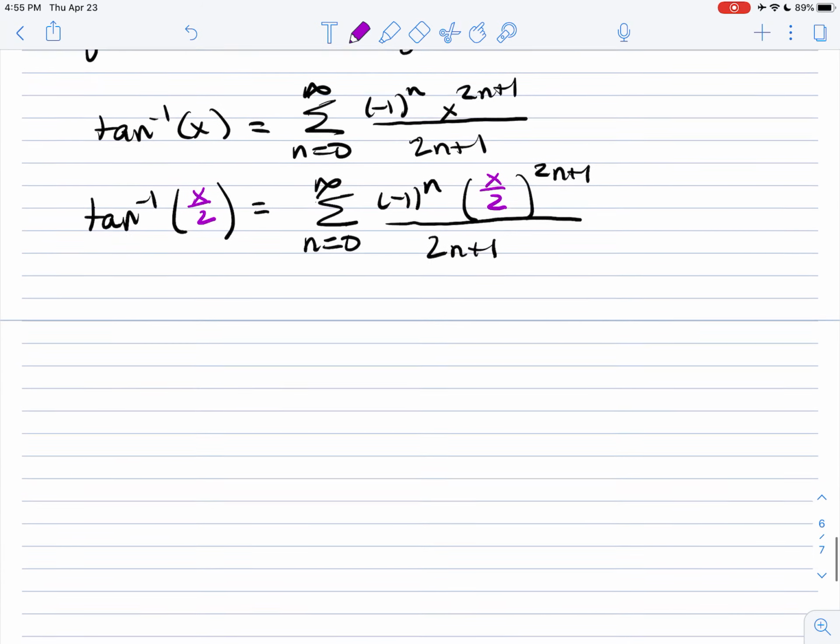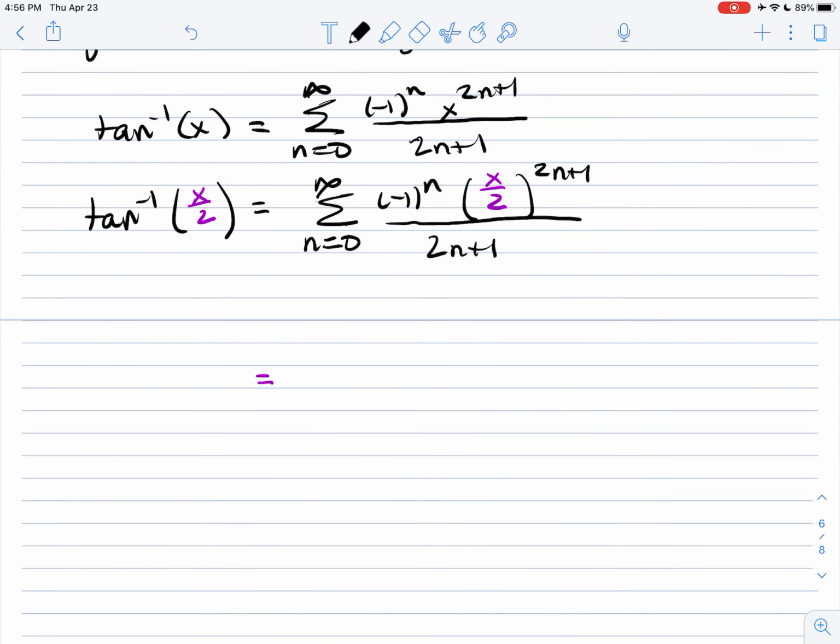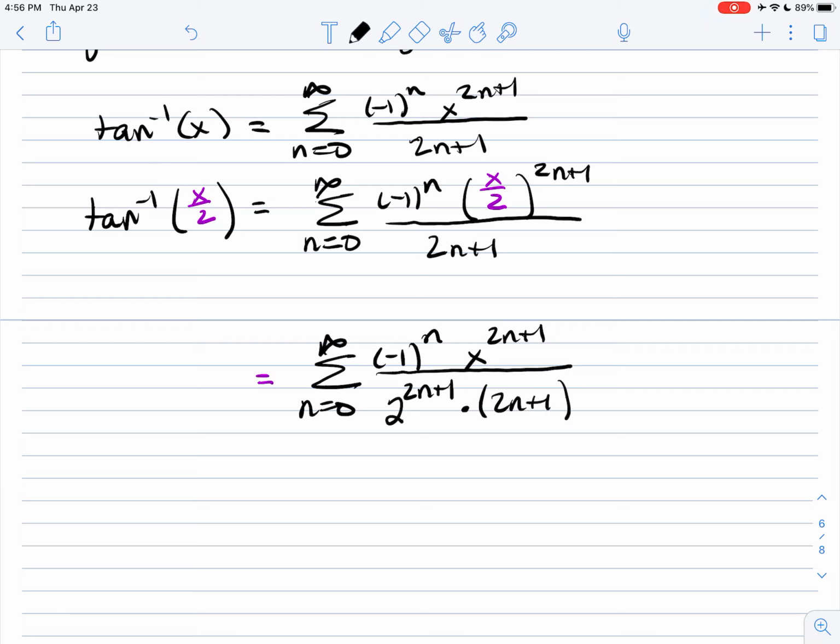And now I'm going to re-express that in terms of a proper power series form. So this is going to equal the sum from n equals 0 to infinity of minus 1 to the n, x to the 2n plus 1 over 2 to the 2n plus 1 times 2n plus 1. Good. So far so good.